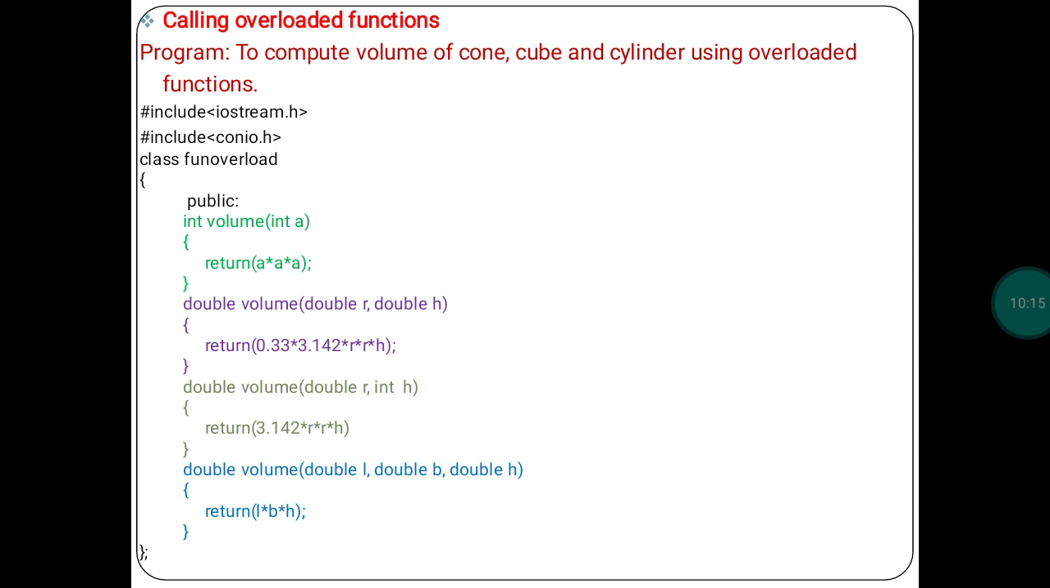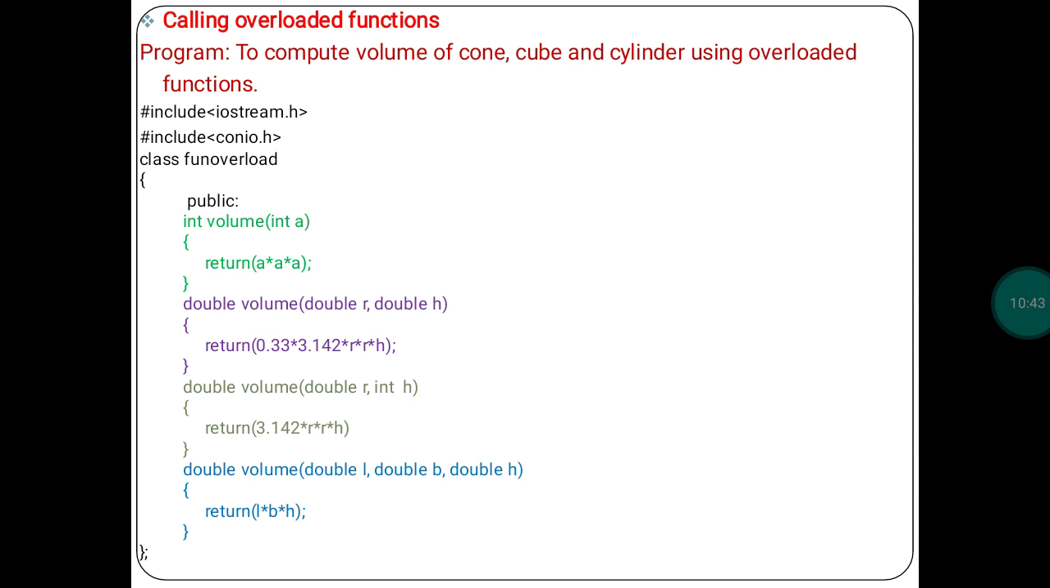In the second function, we have two arguments. In the third function also we have two arguments, but of different types. In the second function both arguments are double. In the third function one argument is a double, another is an int. So it is also called function overloading. Then the code: opening brace, return 3.142 * R * R * H.